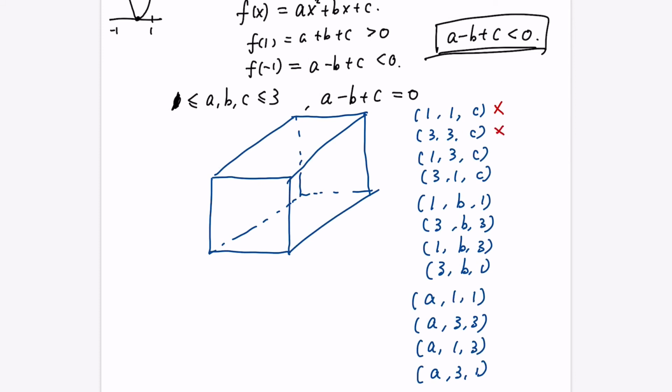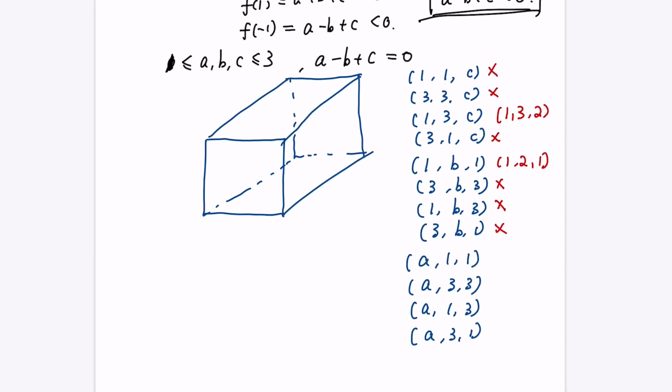And 1, 3, C: A is 1, B is 3, then it's possible because C is 2, right? And 3, 1, C is not possible because A minus B is already positive, and C is positive. 1, B, 1 is possible because 1, 2, 1 gives us the answer. 3, B, 3 is not possible: 3 plus 3, A plus C is already too big. 1, B, 3, then B has to be equal to 4, not possible. 3, B, 1, not possible.